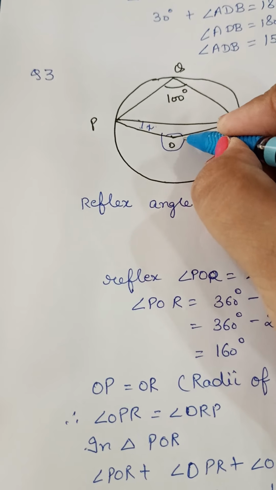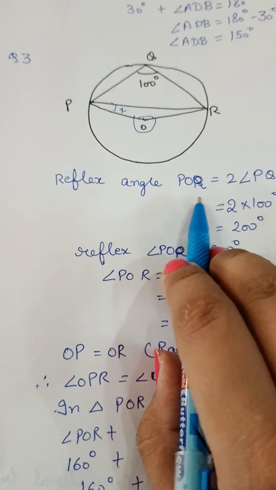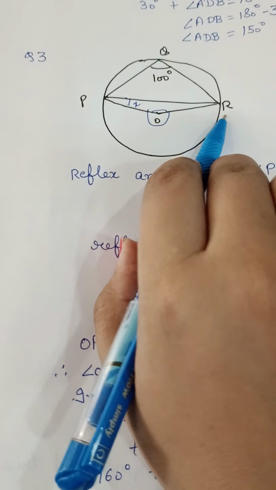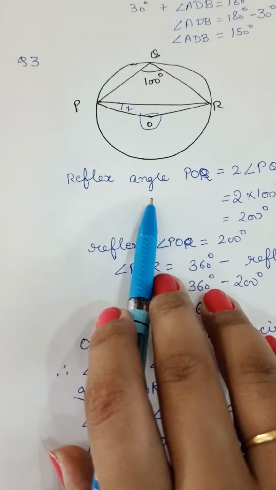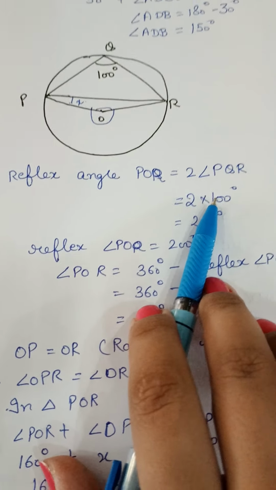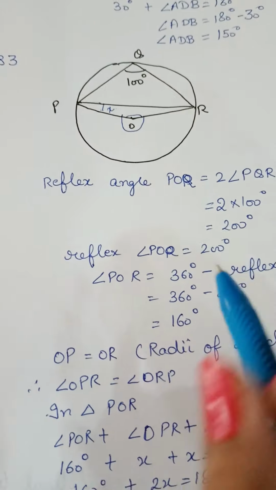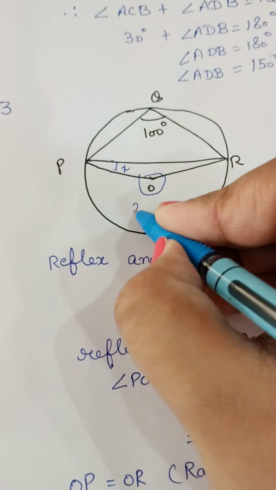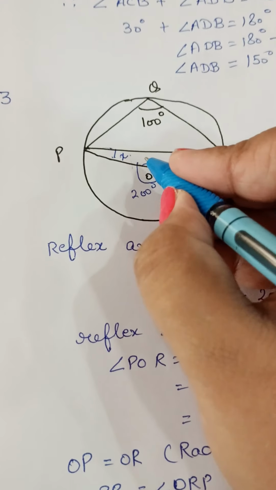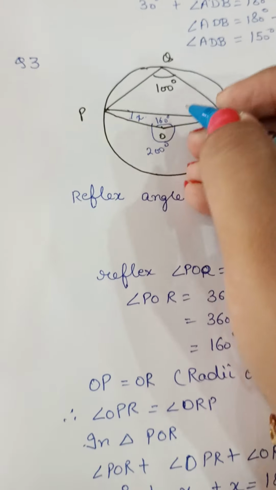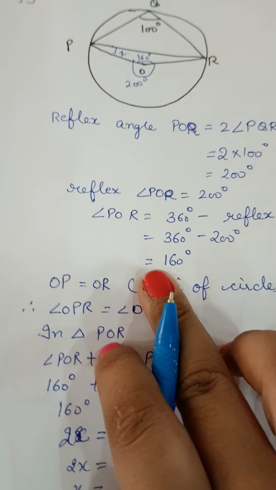So we know that reflex of angle POR is equal to twice the angle PQR. So let's put the value here. PQR, we know that it's 100 degrees. So it is 200 degrees. So this much is 200 degrees. So what will it be? This is 360 degrees minus 200, which is equal to 160 degrees. So this is equal to 160 degrees.